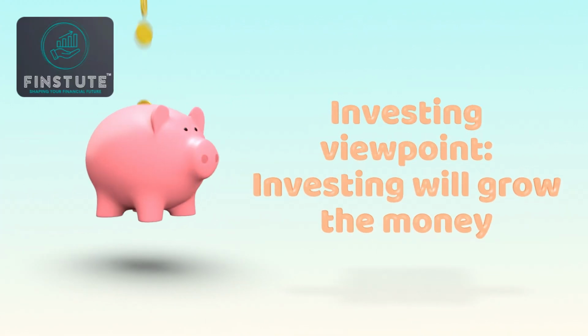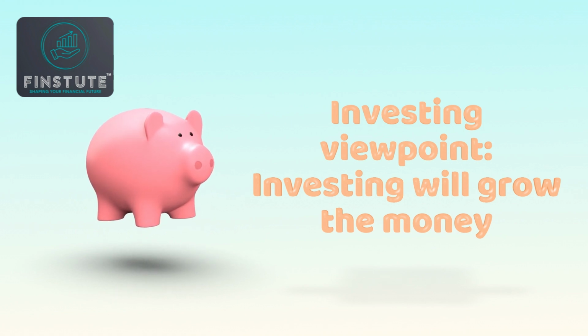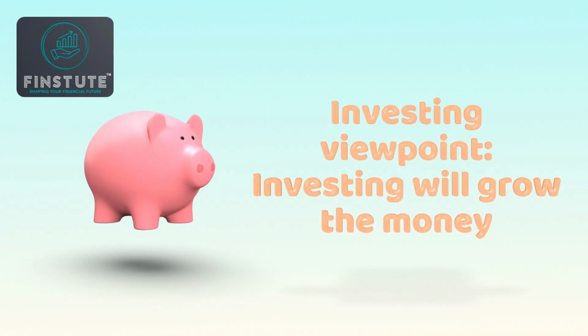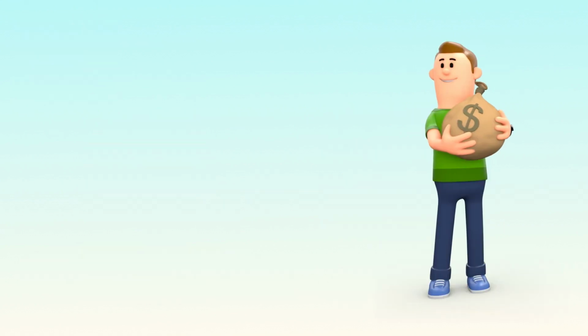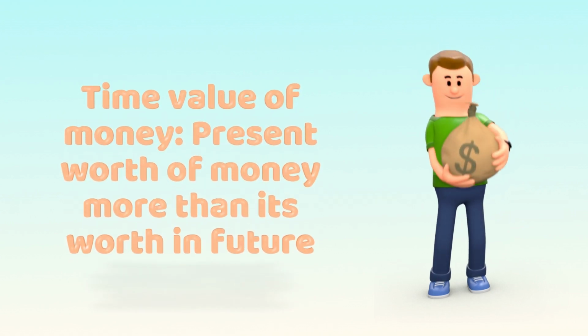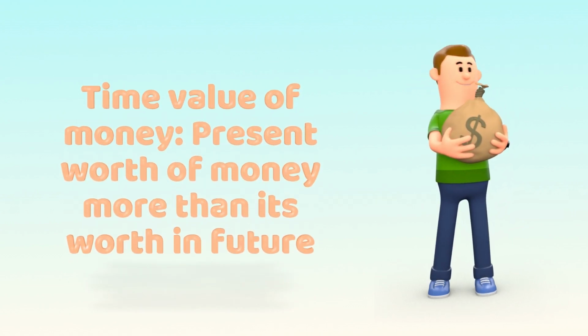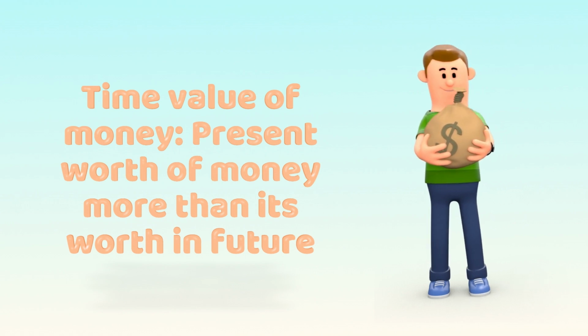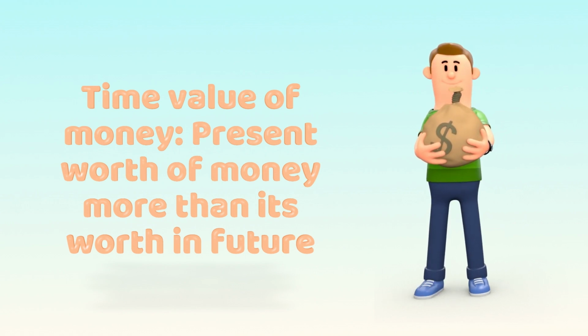However, from an investing point of view, you can invest this amount today for the next 3 years and make the amount grow. So, if you deposit this amount in a bank fixed deposit, the bank pays you interest for 3 years, and at the end of 3 years, you will have 10,000 rupees plus interest amount in your hand. This is referred to as time value of money, which essentially means the present worth of money is more than its worth in the future due to its earning potential.